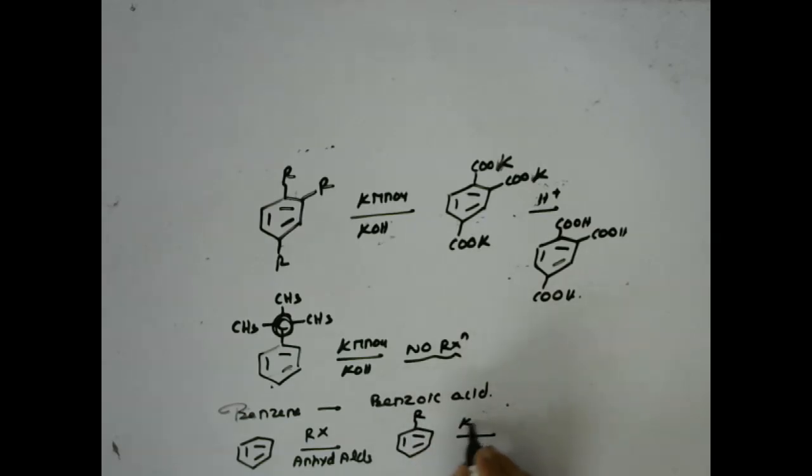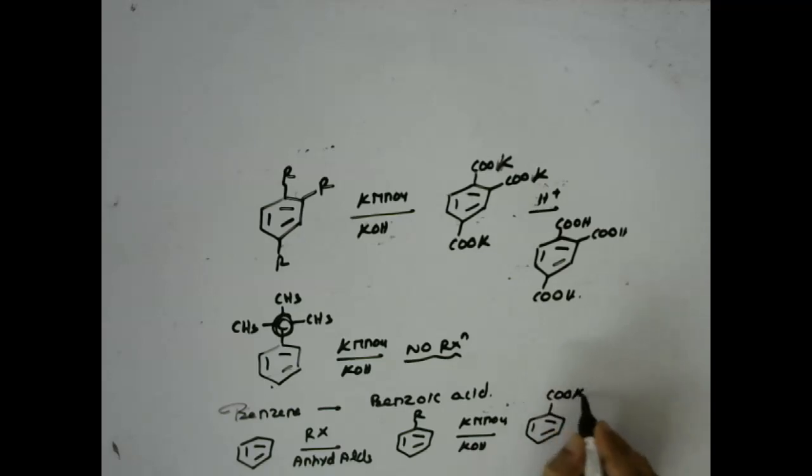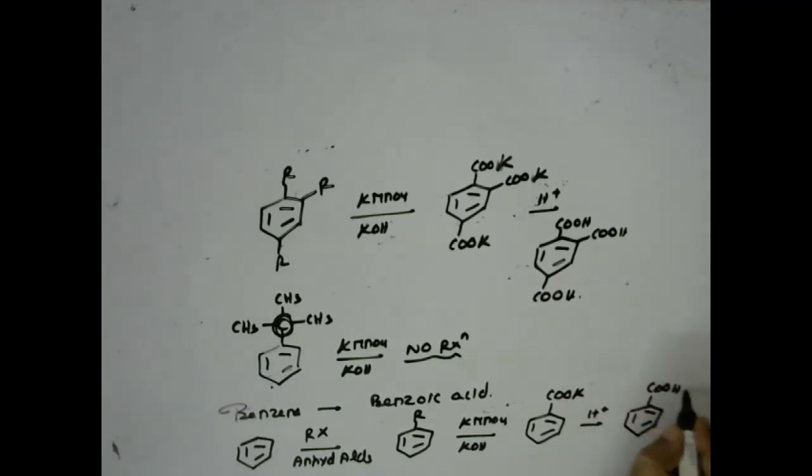Put this in KMnO4 in the basic medium, KOH. You know what happens? The R group will become COOK, COOK. And when you acidify, you're going to get benzoic acid. The summary of the story is that the R group on benzene becomes COOH on oxidation with KMnO4 in the basic medium. So this is all about the preparation of carboxylic acid.